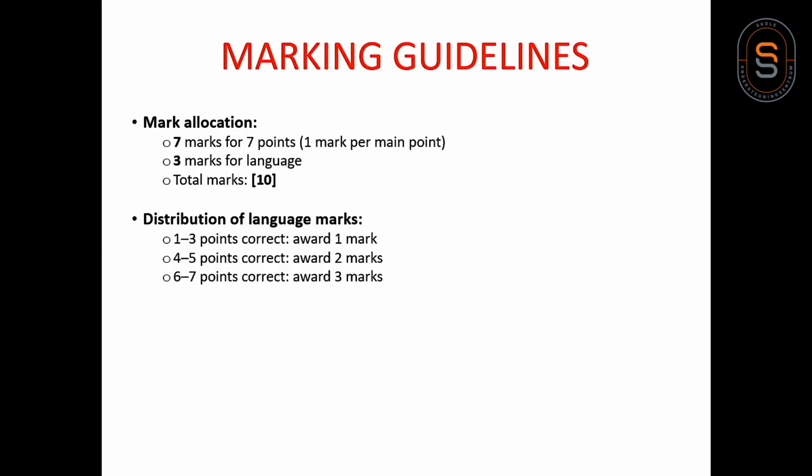Now the mark allocation. Alright, so there will be 7 marks for 7 points correctly, and then 3 marks for language. So your total will be 10 out of 10. If you had 6 to 7 points correct, you will get 3 marks. If you had 4 to 5 points correct, you get 2 marks. If you get 1 to 3 points correct, you get 1 mark. If, however, you used quotations in your summary, you can receive no more than 1 language mark. So please take note of that.